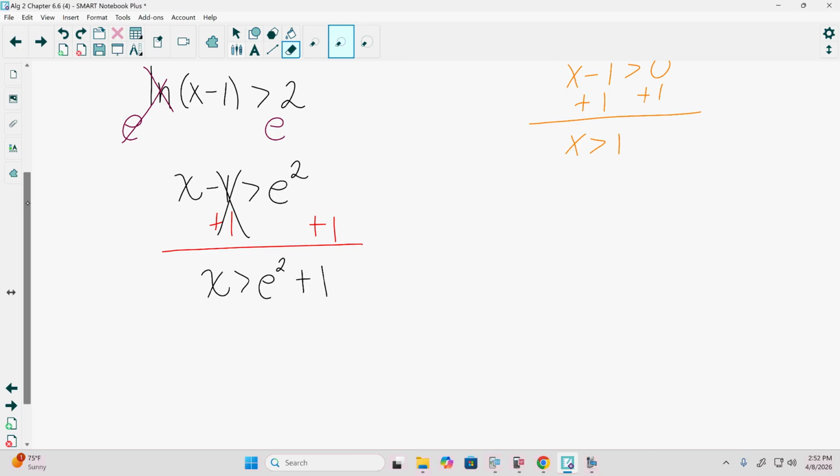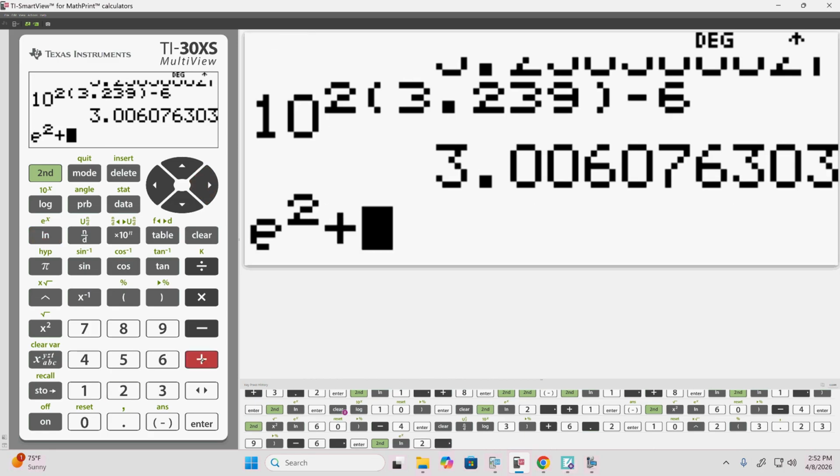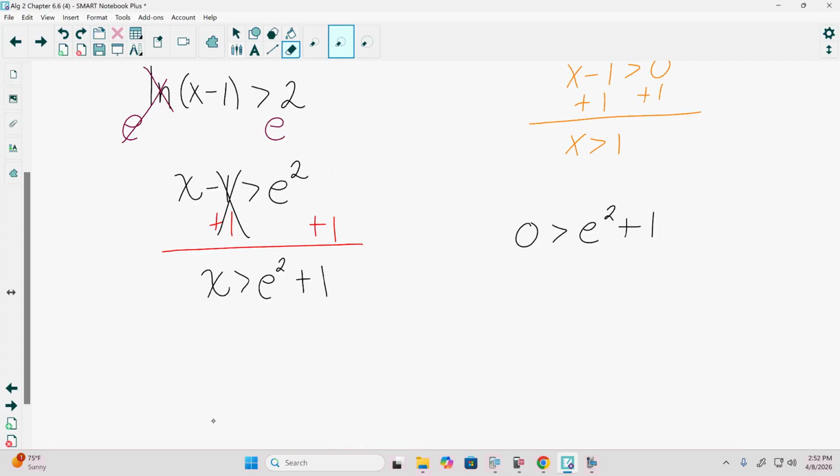But before we can say we're done, we do have to check our restrictions, yes? Can someone give me a value that would be a part of our restrictions that wouldn't work? 0, because 0 would be a restriction, yes? Is 0 greater than e squared plus 1? What is e squared plus 1? Well, e squared plus 1 is 8.389. Is 0 greater than that?